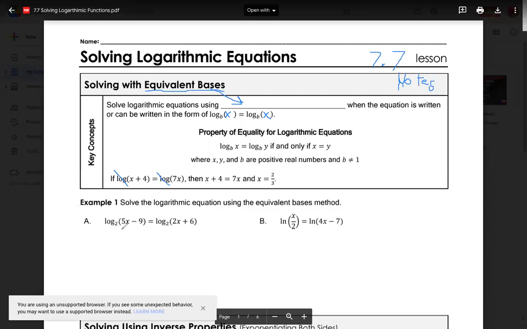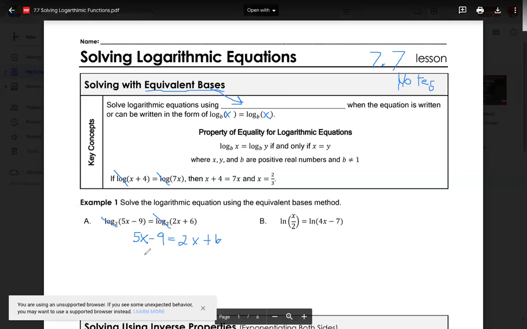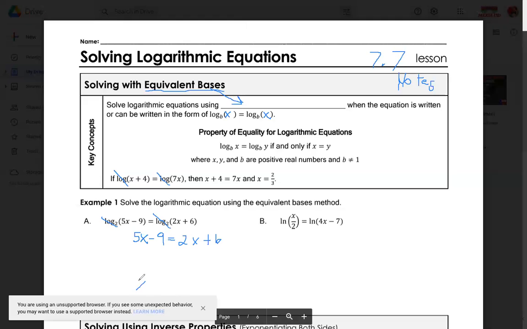If you look right here on A, this would be log 2, this one's log 2, mark them off. 5x minus 9 is equal to 2x plus 6. And you can solve it two different ways. You can either solve it by hand, or you can solve it by function 1 and function 2. It doesn't matter whichever way you want to do it. But you end up getting x is equal to 5.